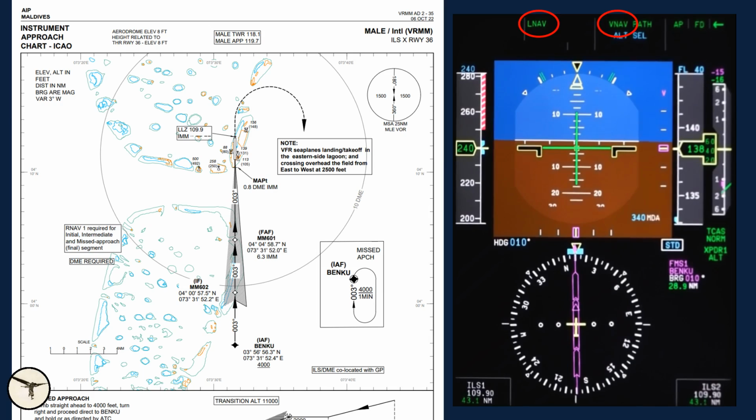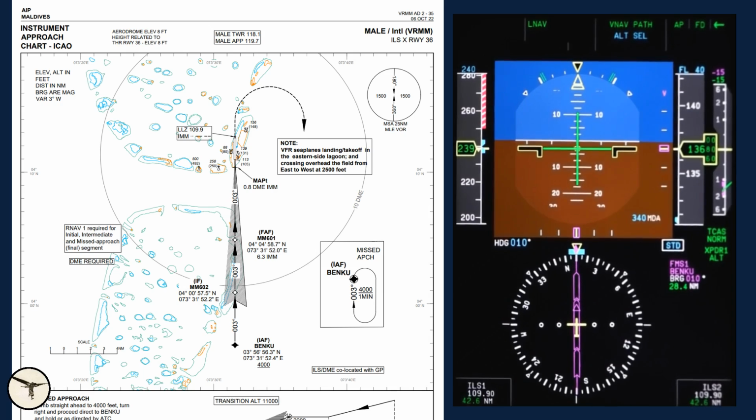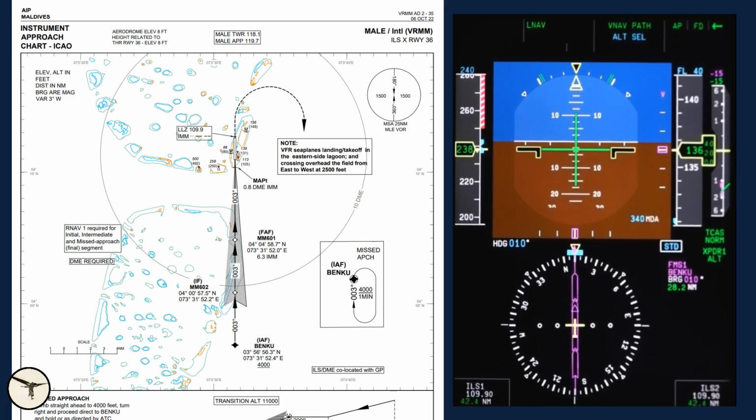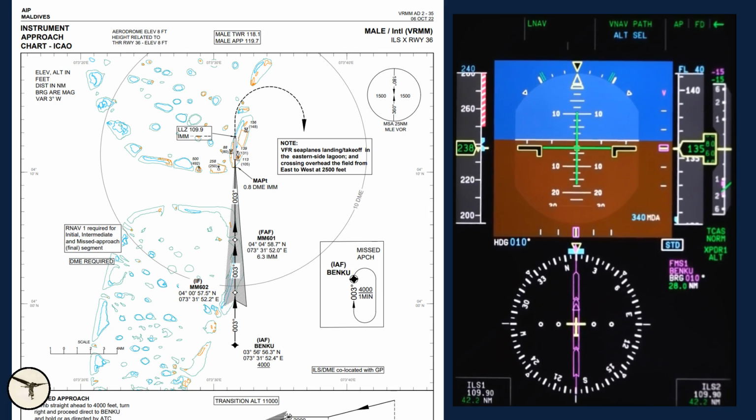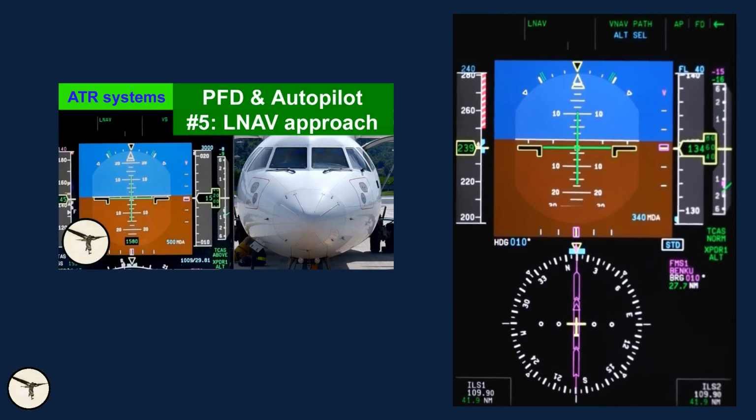We are using VNAV for descent, and we keep it until we are established on the final. This ensures a continuous descent all the way to the runway threshold. If your aircraft do not have VNAV, you will use VS mode for descent. This is described in this video.